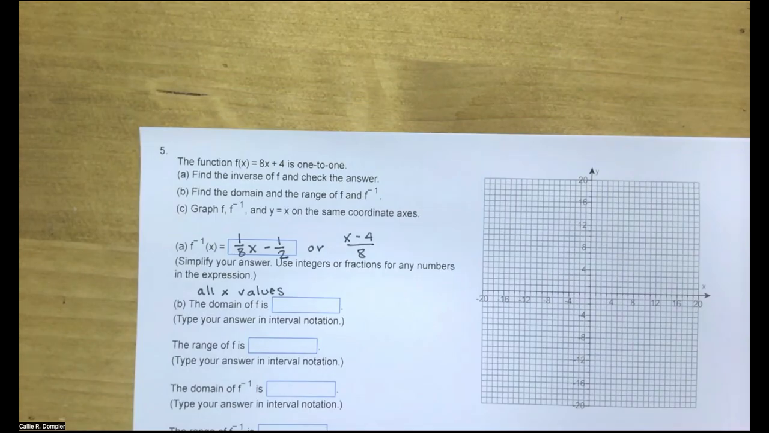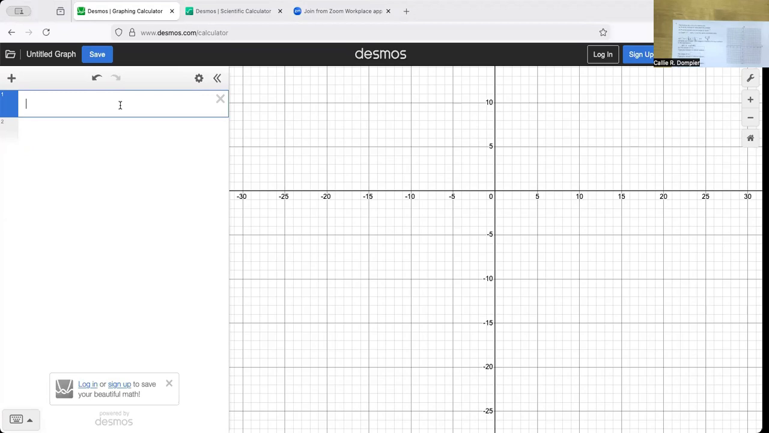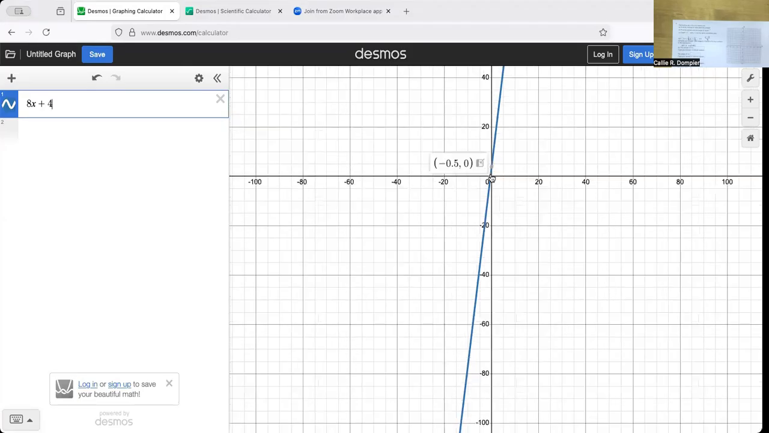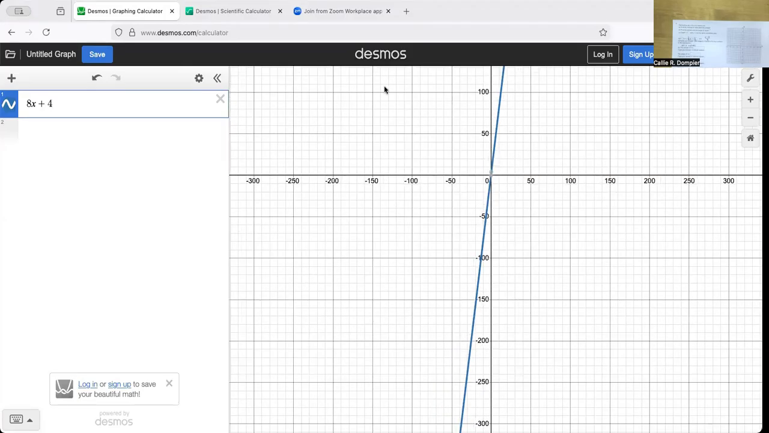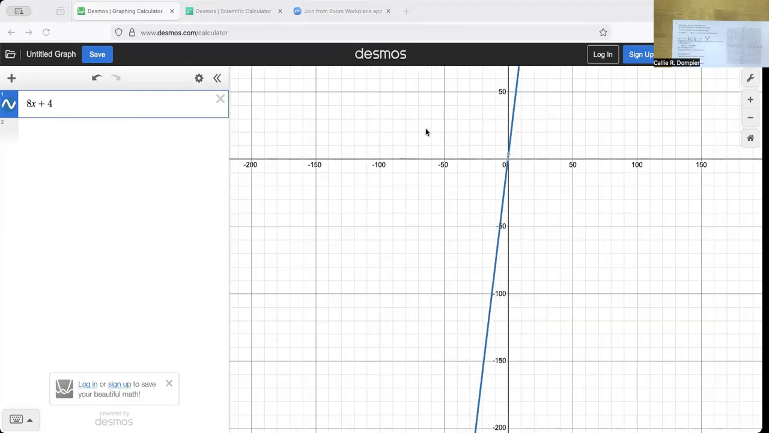Let me see. I will share my screen. It was f of x equals 8x plus 4. There you go. And you can see as you zoom out that in the x direction, it is all real numbers. Nothing is omitted, and there's no place where it starts or stops, right?